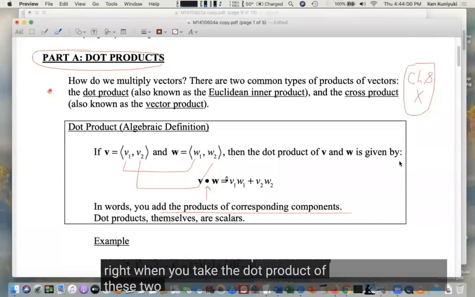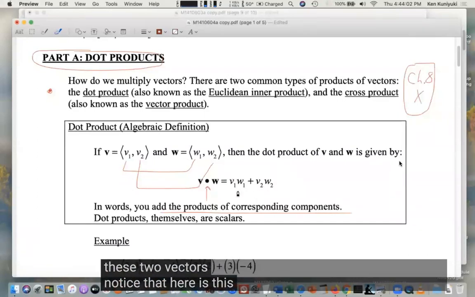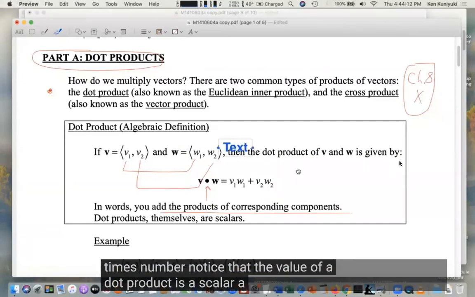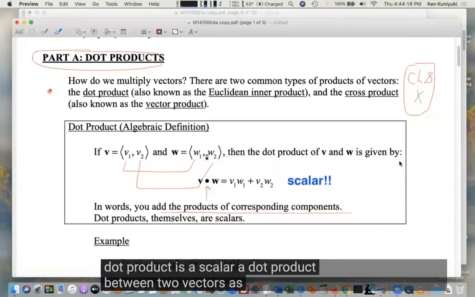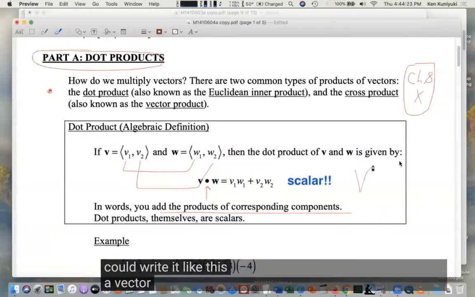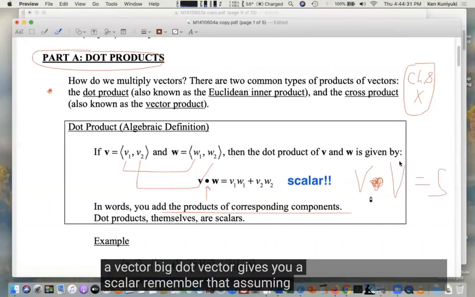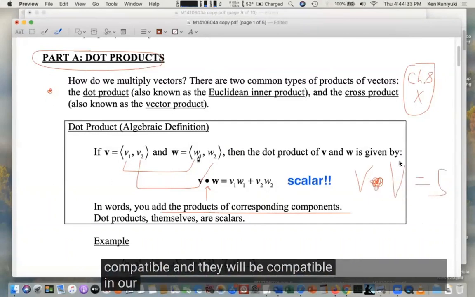When you take the dot product of these two vectors, is this a vector or a scalar? Number times number plus number times number. Notice that the value of a dot product is a scalar. The dot product between two vectors is a scalar. So you could write it like this: a vector, big dot, vector gives you a scalar. Remember that. Assuming these are compatible, and they will be compatible in our class. These will be vectors in the plane, not three-space.